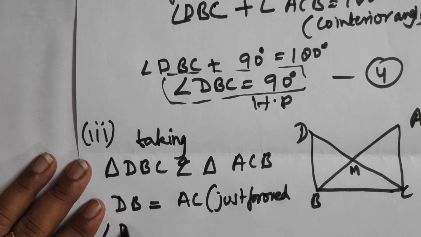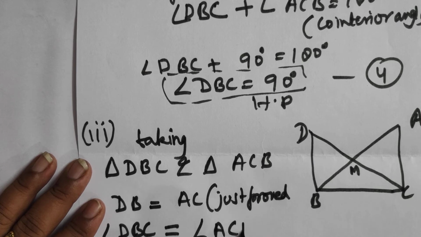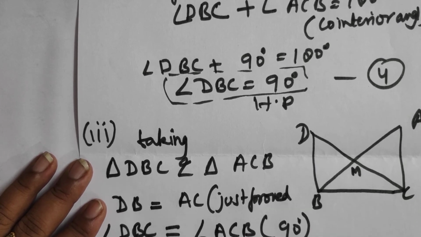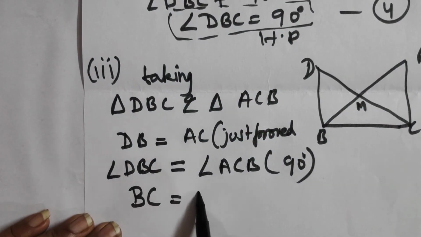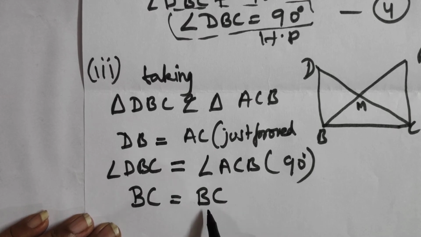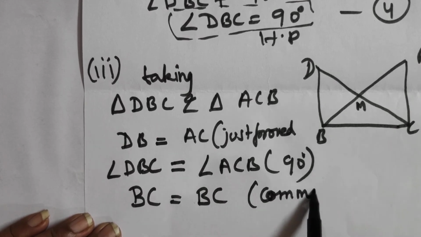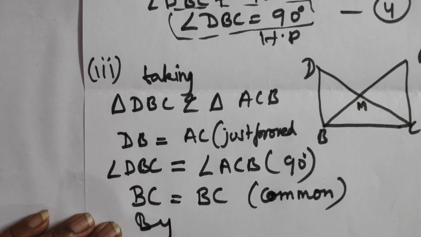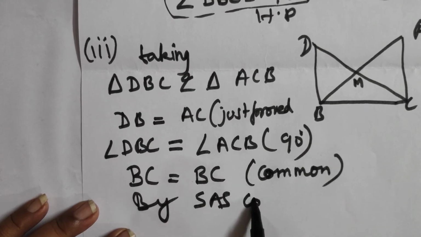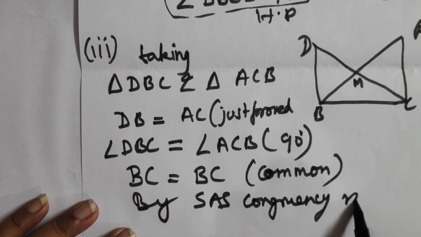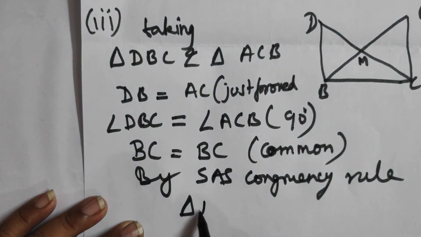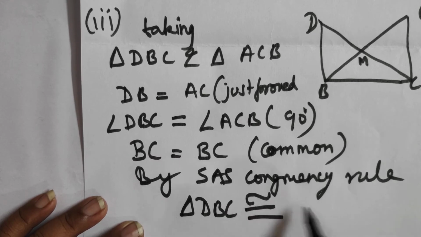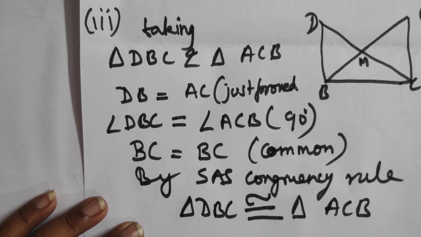Yes, angle DBC is equal to angle ACB, both are of 90 degree. And BC is equal to BC, or you can write CB also common. So again by SAS congruency rule, triangle DBC is congruent to triangle ACB. Third thing we have proved.